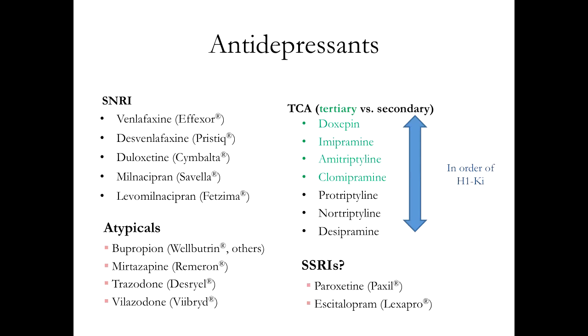We have milnacipran or Savella, which actually usually doesn't show up in the antidepressant categories because it's only indicated for fibromyalgia. However, I put it here because it does have the same mechanism of action, and that's further supported by its me-too sister that came out recently called levomilnacipran or Fetzima, which is indicated for depression, however not for fibromyalgia.